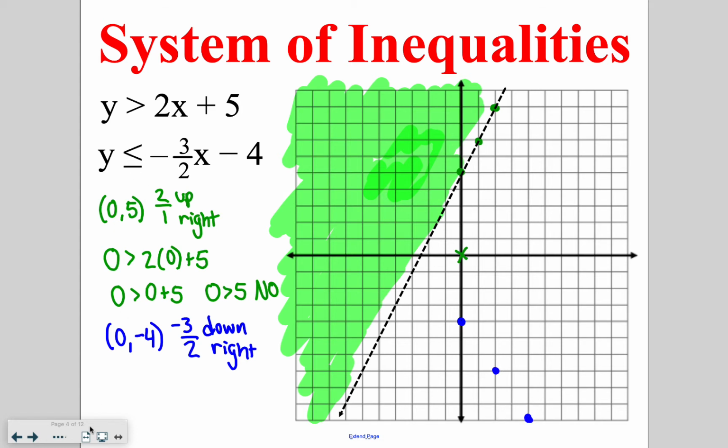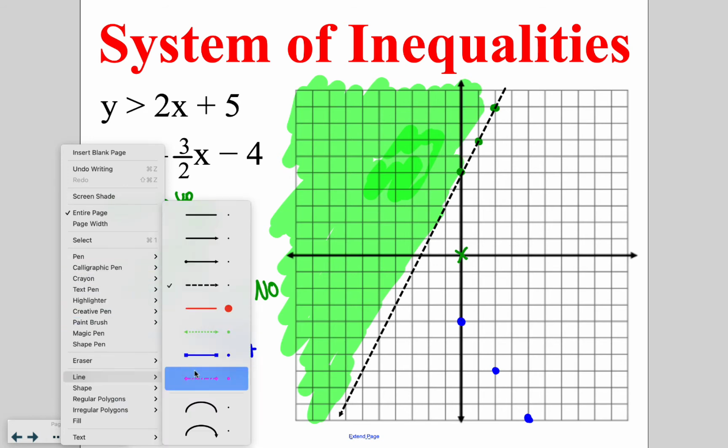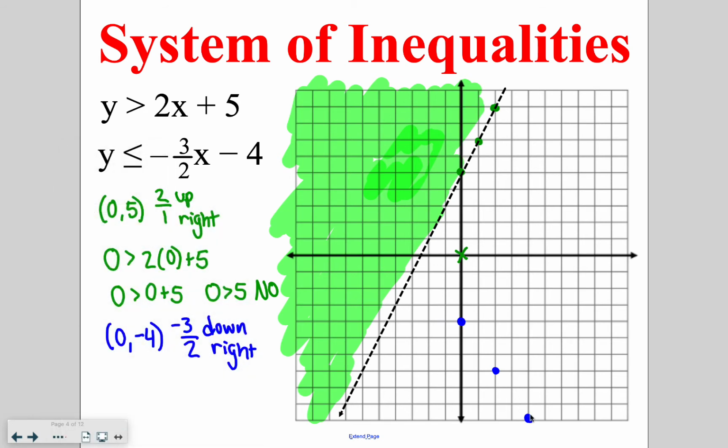This time my inequality has the equal sign, so I'm going to put a solid line onto my graph as I graph this problem. And I want to make sure I am going all the way through the entirety of my graph when I place that line. So let me just straighten that out just a tad. And that is our second line.